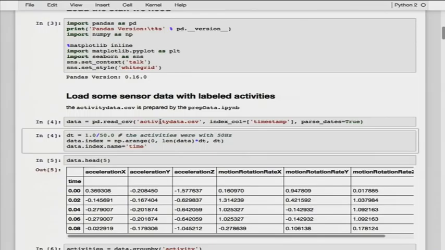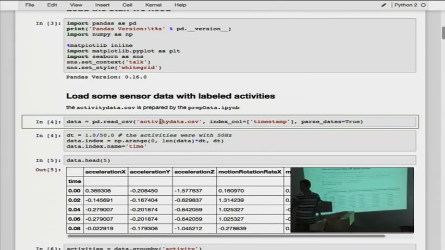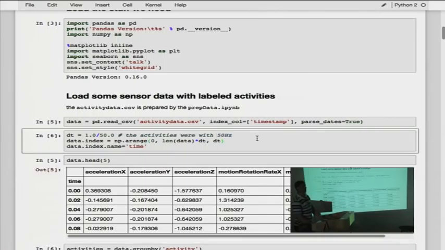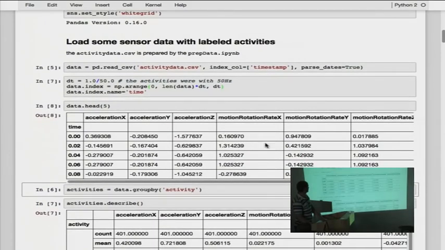I prepared a log file named activitydata.csv. I created a file with my smartphone. There's a sensor log app, and I put it in my pocket, started logging acceleration and rotation rates, and dumped it into log files. And now I have the labeled activities. I chose 4 activities and logged them at 50 Hertz. That's actually a good measurement rate. So here you will see the data.